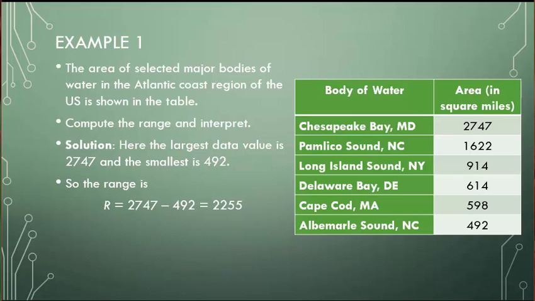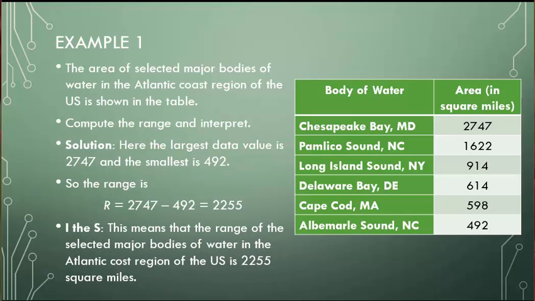Let's go ahead and interpret that now. So this means that the range of the selected major bodies of water in the Atlantic coast region of the U.S. is 2,255 square miles. So that's pretty easy. And as we said, the disadvantage of using the range is that it is susceptible to outliers.